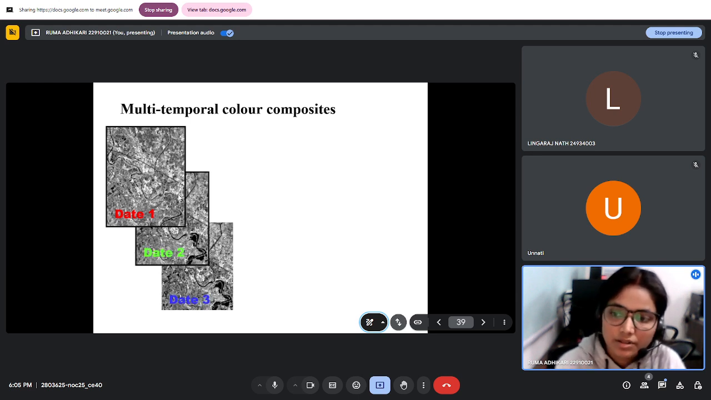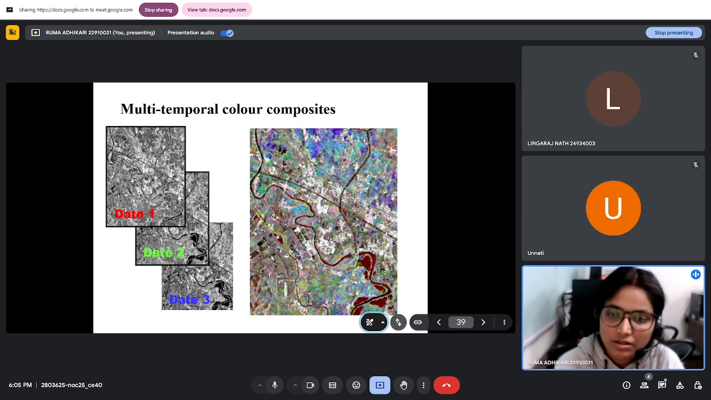So multitemporal color composites, we make it like this. We can study things like this: channelize one band, date one band to red, date two to green, date three to blue. If you look at this, notice that in date one this river is going, it is one. Date two, it has some dark patches. So these are the water.